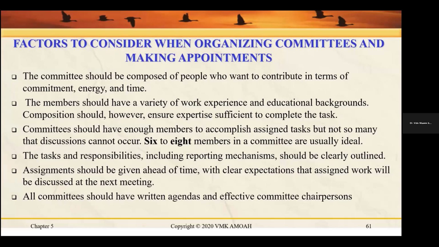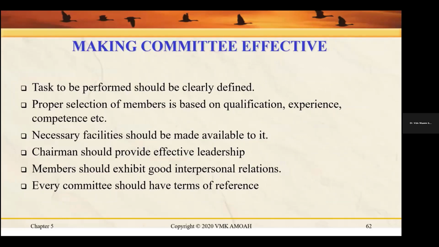How do we make a committee effective? The task to be performed should be clearly defined. Otherwise, the committee will not know what to do. Proper selection of members should be based on qualification, experience, and competence. We need competent people and serious people. Necessary facilities should be made available to it. The chairman should provide effective leadership. Members should exhibit good interpersonal relationships in the committee. Yes. Every committee should have terms in hand, a term of reference. So as soon as we draft the committee, this is the term of reference. So this is what you are going to do. So you follow the term of reference strictly.